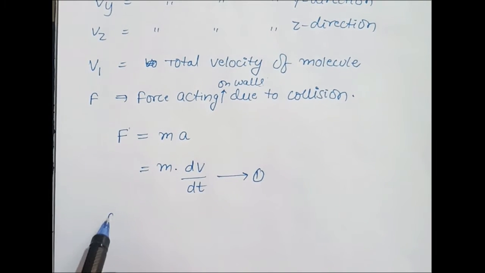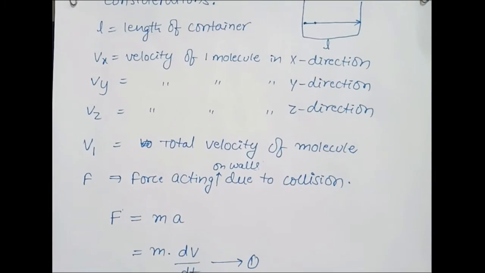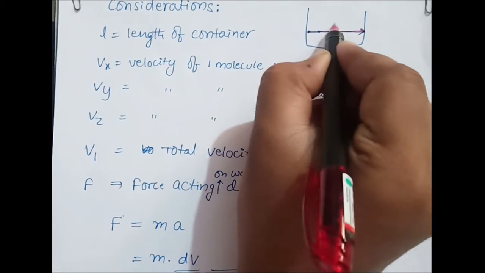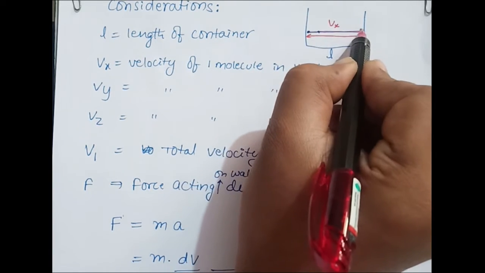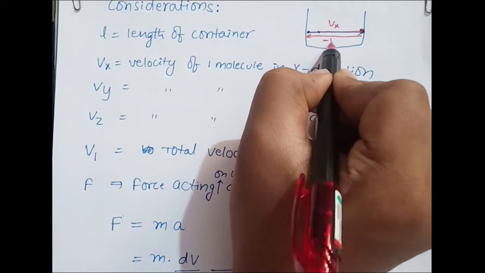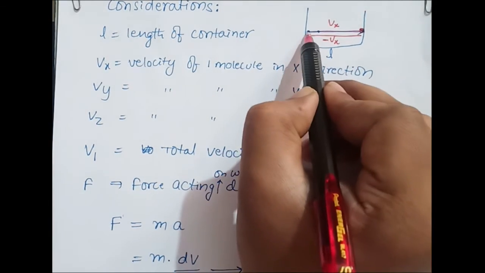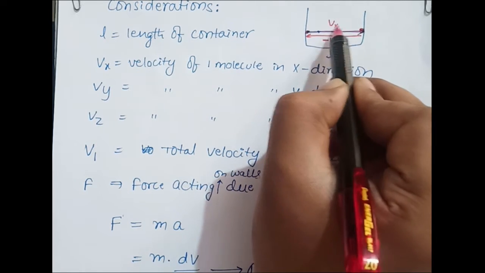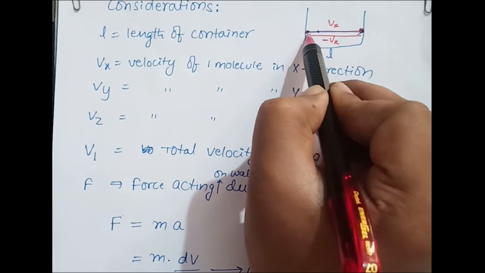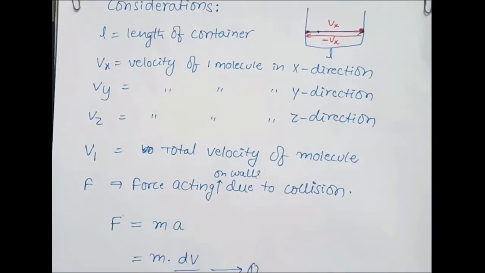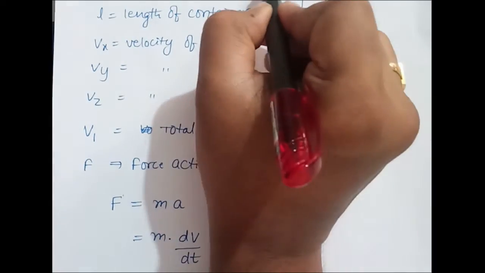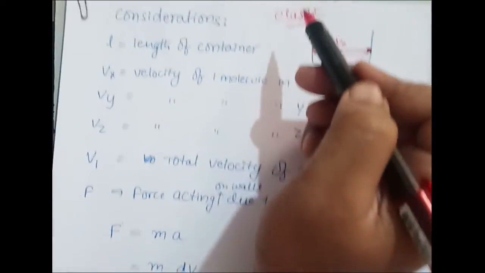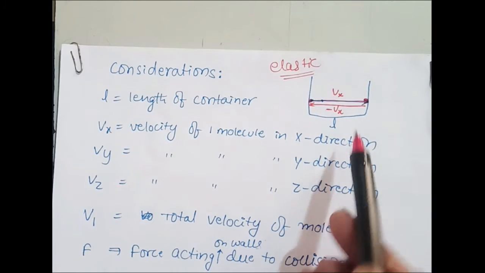Let us find dv, the change in velocity. If this molecule is moving along the x-axis, its velocity is Vx. And if the same molecule is moving in the opposite direction, because after collision it will come back again, its velocity is going to be minus Vx. The molecule strikes the wall of the container with velocity Vx and comes back with velocity minus Vx, the same speed. There is no loss of energy, because the collisions are elastic collisions. Elastic collision means velocity will not be lost.